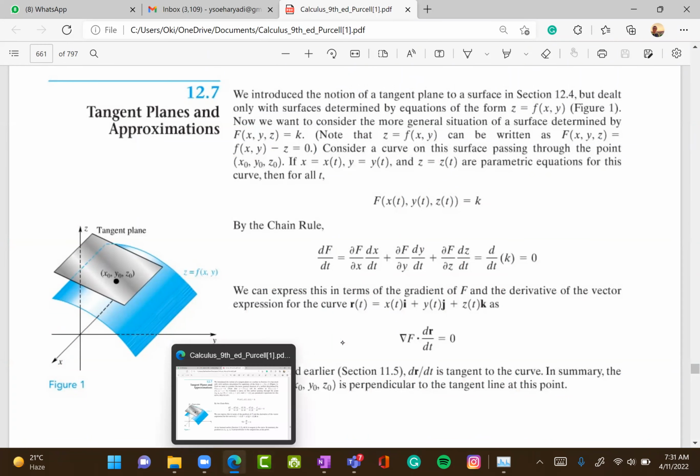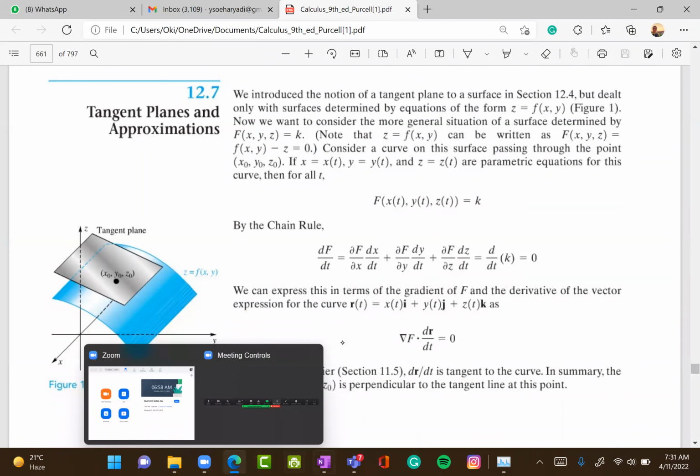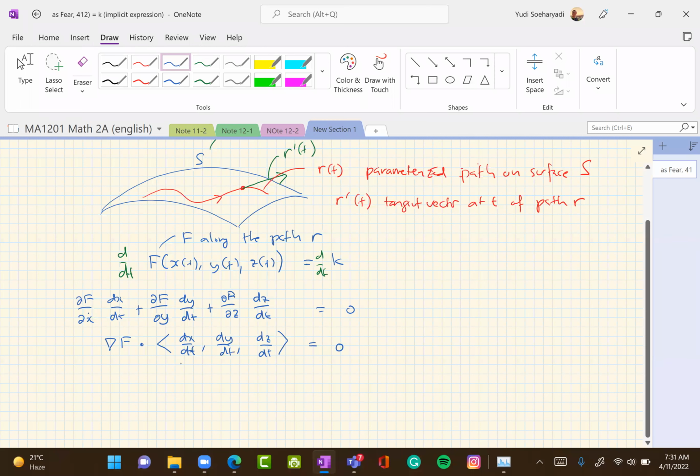And so this, well, what is that called? What is this vector here? This is nothing but what we call dr over dt, the tangent vector. So this tangent vector, this r prime.